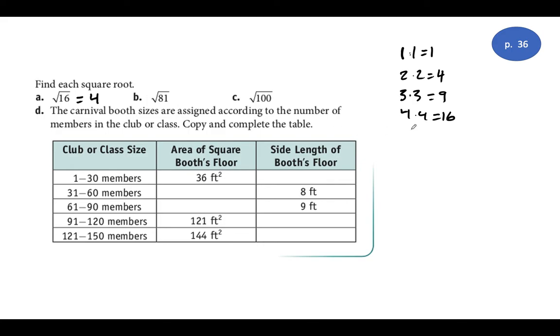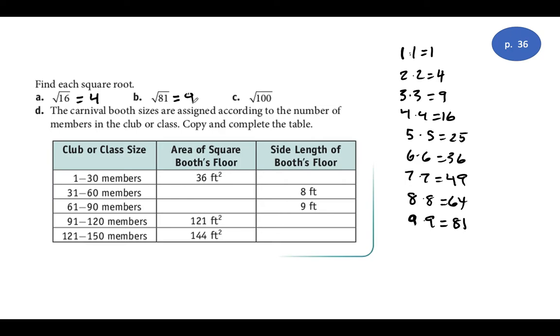Now we're looking for 81, so that's even bigger, so let's keep going. 5 times 5 is 25. 6 times 6 is 36. 7 times 7 is 49, still not there. 8 times 8 is 64. 9 times 9 is 81. There it is. So the square root of 81 is 9. Oh, 100. Let's keep going. 10 times 10 is 100. Well, that wasn't bad. So the square root of 100 is 10.